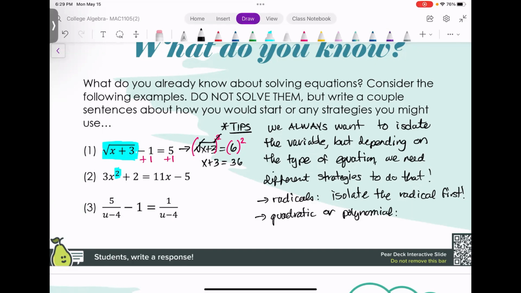So if I had 3x cubed to start, I would do the same thing. I would write it in standard form. So I would isolate 0. And then we would factor. So for this one, I would actually start by subtracting 11x from both sides of the equal sign and adding 5 to both sides of the equal sign.